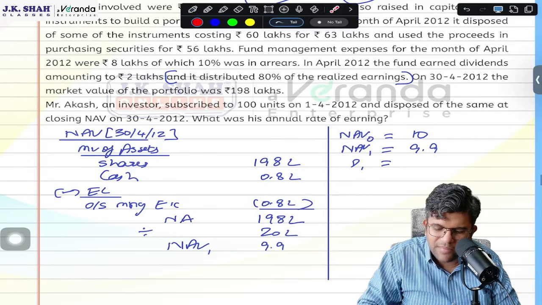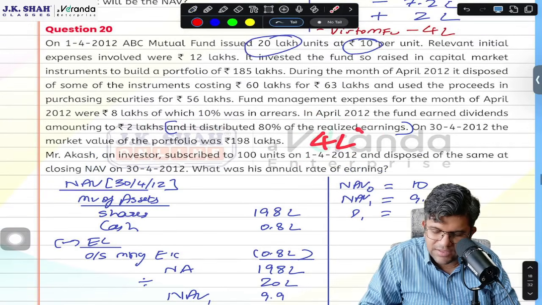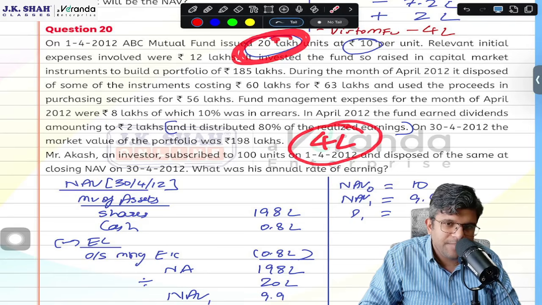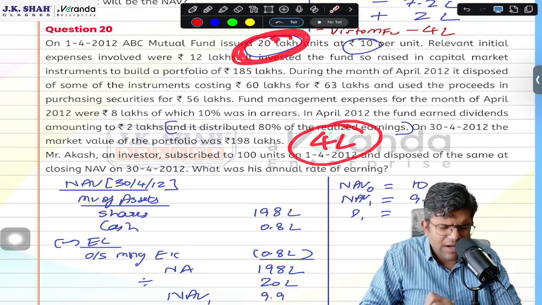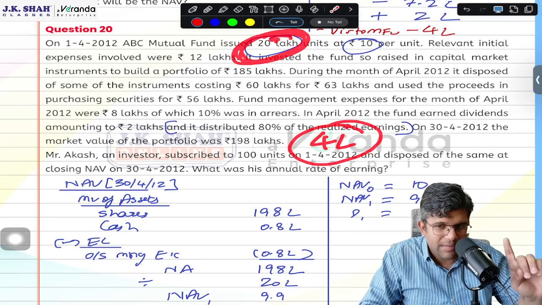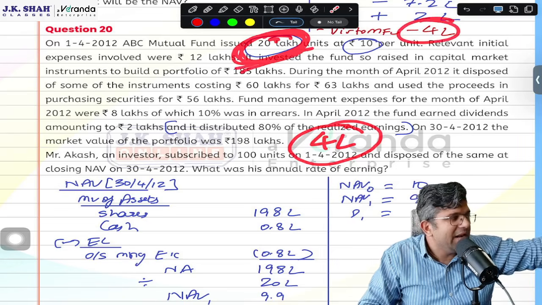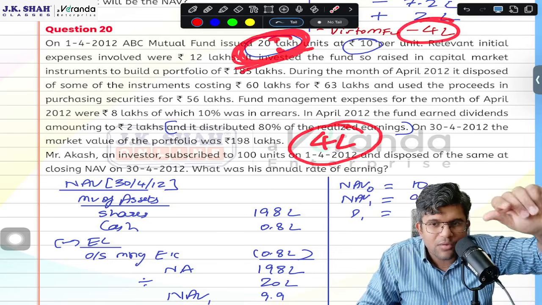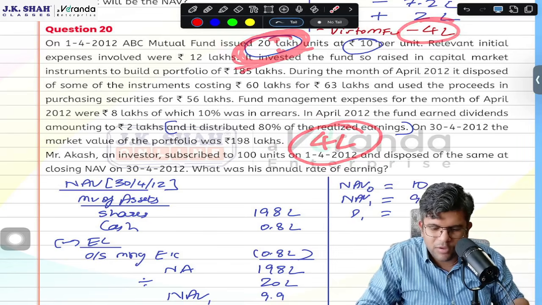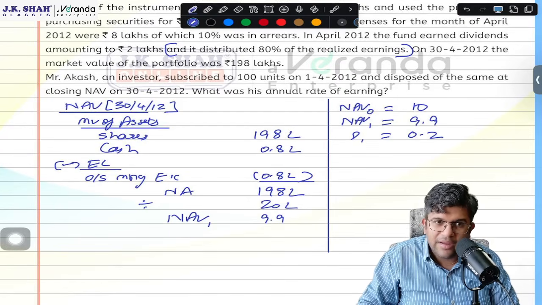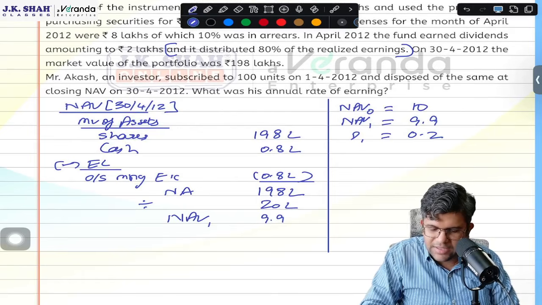And the dividend they distributed. Students, do you remember they distributed 4 lakh rupees dividend to 20 lakh units? Can you please tell me how much was the dividend per unit distributed? 0.4 lakh rupees. 4 lakh rupees dividend, remember, 5 lakh into 80%. 4 lakh rupees dividend distributed to 20 lakh units. Dividend per unit comes to how much? Please help. 0.2. Everybody getting it?